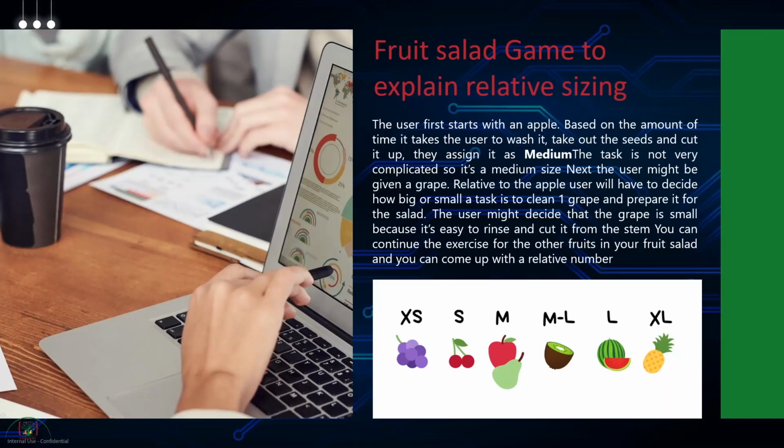And basically like this, you can categorize the other fruits in your fruit salad and you can come up with the relative number. For instance, a pineapple, you might have to do a lot. Take the seeds out, you have to cut it out. It's a big fruit, so it's large. It's extra large. Watermelon basically might be large. So like this, it's relative sizing. Something that is a medium for you, like an apple, may not be medium for another person, right? It's all relative. So it's not an approximate number.